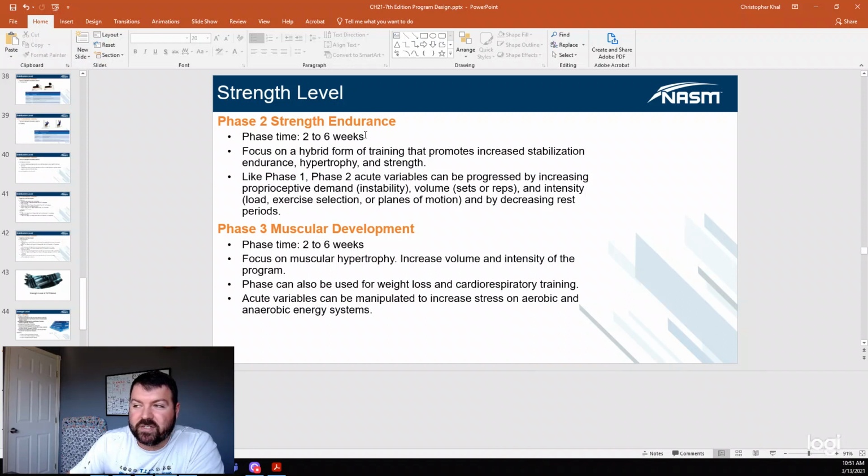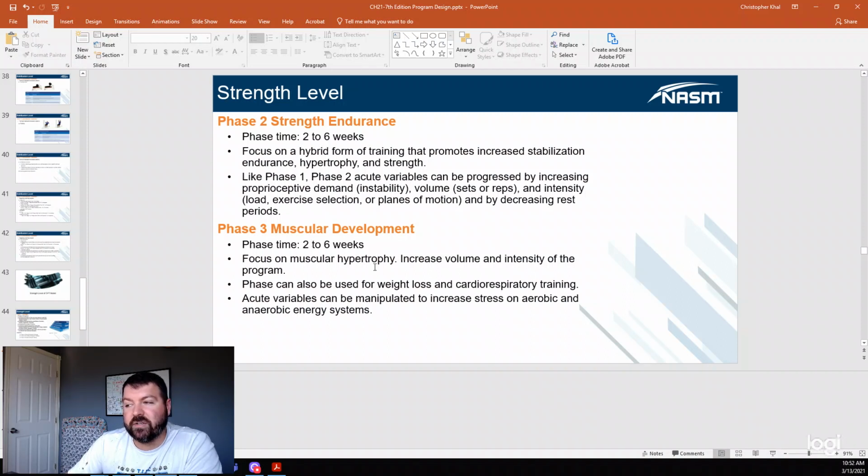Phase time is 2 to 6 weeks. Okay, for phase 2, focus on a hybrid form of training that promotes increased stabilization, endurance, hypertrophy, and strength. Okay, so phase 1, phase 2, acute variables can be progressed by increasing the proprioceptive demand, volume, intensity, and decreased rest periods. Phase 3, which would be about 2 to 6 weeks.